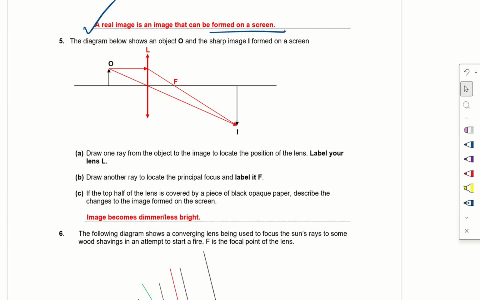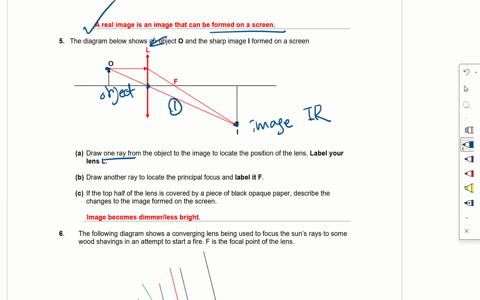Okay, now question 5. You are actually given the object and image. All these answers in red are not given. So you have the object and image, and you find that the image is inverted, and it is drawn with real lines, so it is inverted and real. That means the lens must be somewhere in between. Now that you know where the lens is, because I'm showing you the answer, draw one ray from the object to the image to locate the position of the lens. Again, if you know the 3 light rays, you will have drawn ray number 1, linking the object to the image using a straight line without bending.